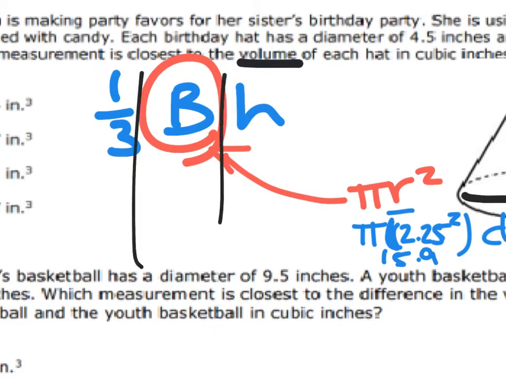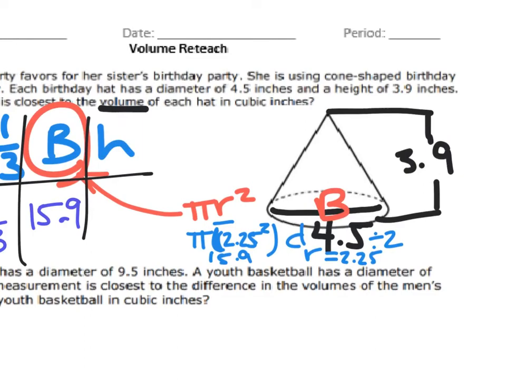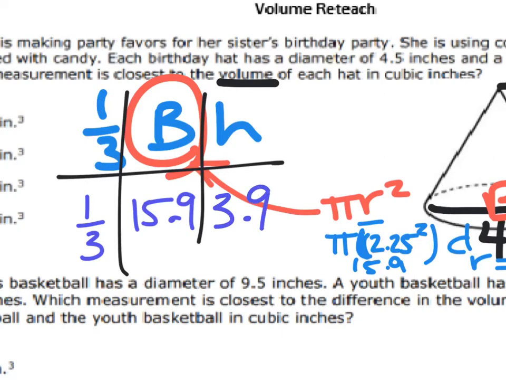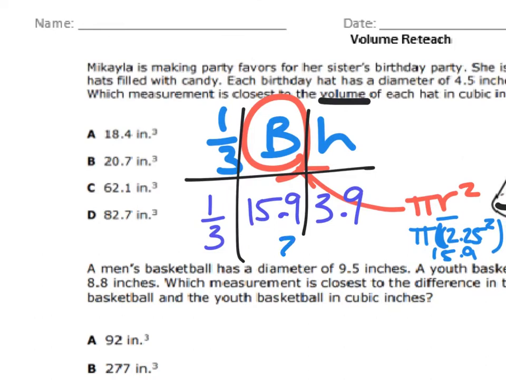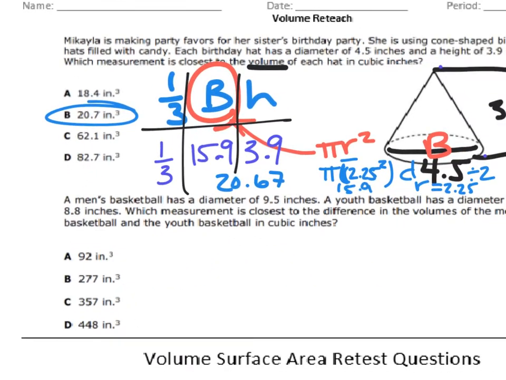So we can make our table. I got 15.9 here. 1/3 is just 1/3. H, my height, is the distance from the base to the vertex, which right here was 3.9. And then I'm just going to go ahead and multiply these 3 numbers. So in our calculator, control divide brings up an empty fraction. 1/3 times 15.9 times 3.9, and I end up with 20.67, which rounds up to 20.7. That matches answer choice B.